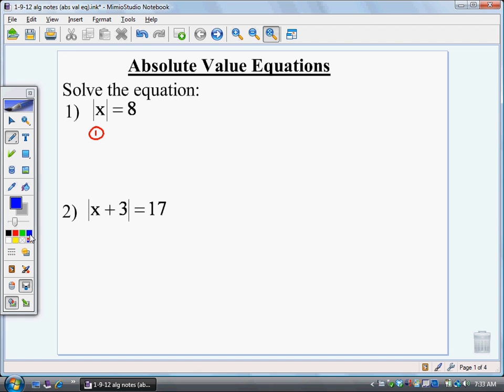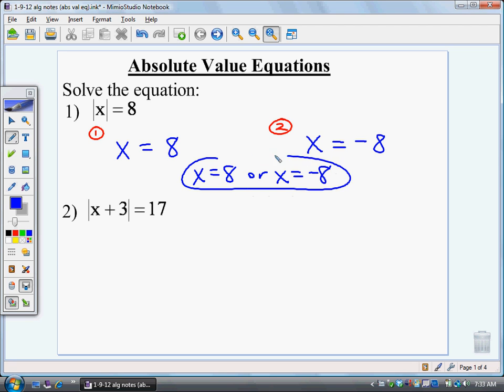One equation we have to take into account is that x could be equal to 8, and that equation's easy to solve. The second one we have to keep in mind is that x could also be equal to negative 8. Now, these two equations are both already solved, so the answer is just x equals 8 or x equals negative 8. Either one of those is going to be correct.